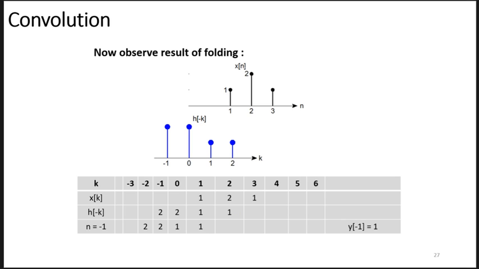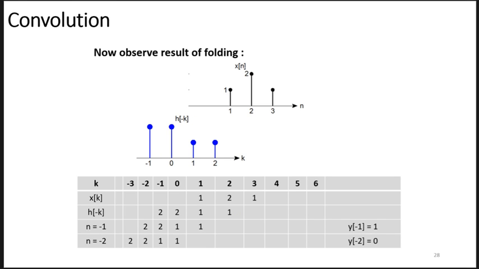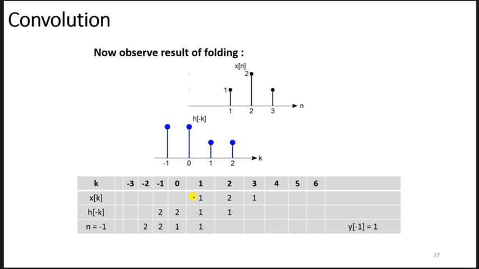So what you have to do is write again the result of folding. You shift it to the left so that it aligns with XK. When you shift to the left, n equals negative 1. So here it is h of minus 1 minus k.